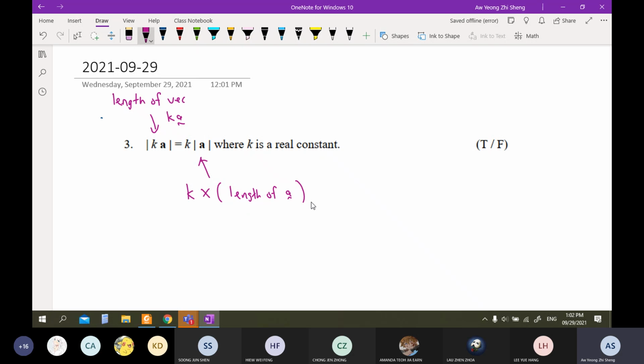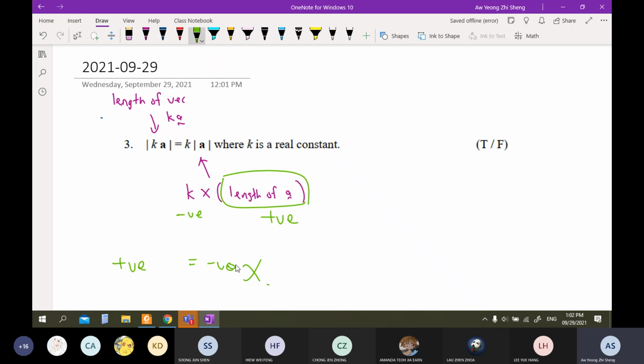To those who say it is false, under what situation would it become false? Yeah, it's false when K is negative. Good. It's false when K is a negative number, because if K is negative, on your right hand side you're going to get a negative. Length is always positive, so this one is guaranteed to be positive. If K itself is negative, then the entire right hand side becomes negative. But the left hand side is a length, which is always positive. So you end up having positive equals negative, which is impossible. A positive number can never be equal to a negative number.